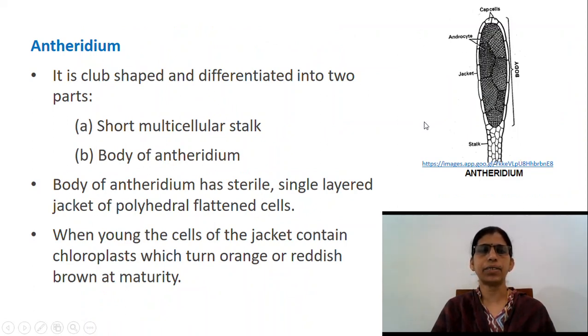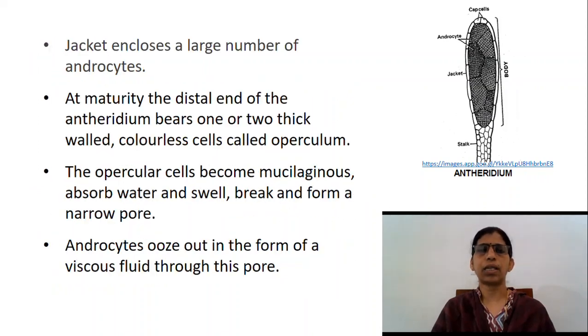The antheridium is club-shaped. It can be differentiated into two parts, that is, short multicellular stalk and body of antheridium. Body of antheridium has a sterile single layered jacket of polyhedral flattened cells. When young, the cells of the jacket contain chloroplasts which turn orange or reddish brown at maturity. Jacket encloses a large number of androcytes, that is, anthrozoid mother cells.